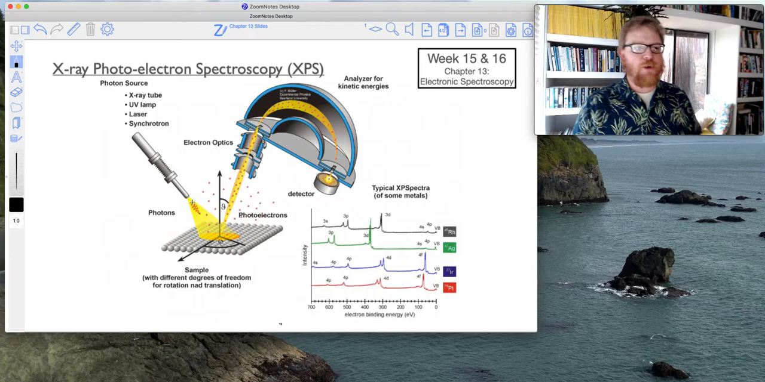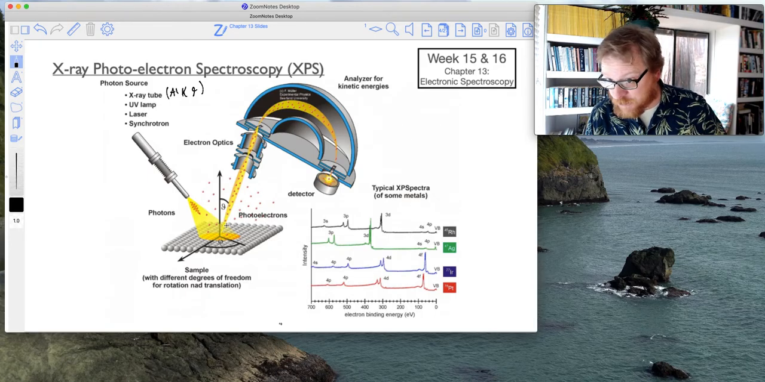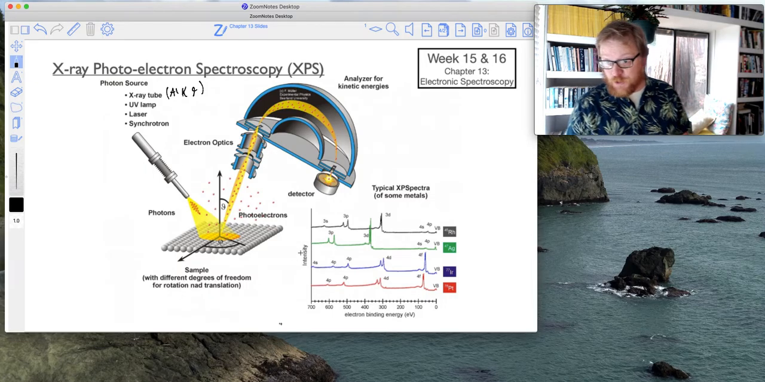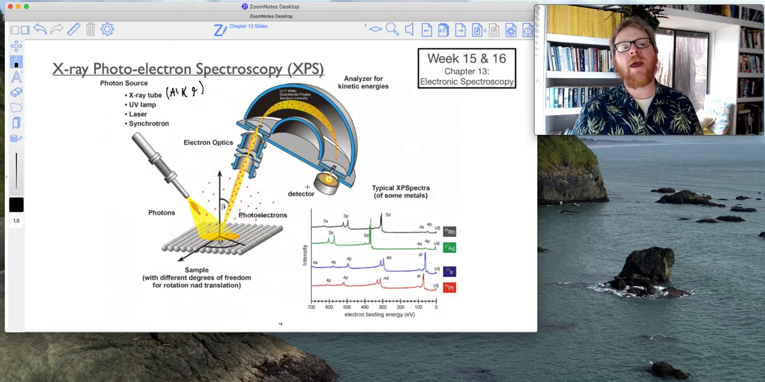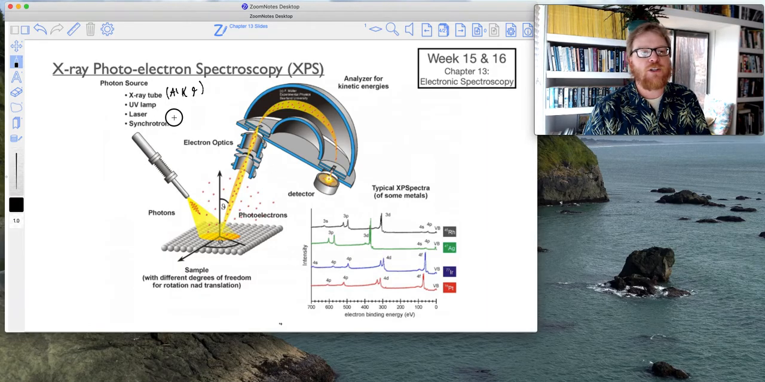Okay, so here you can see this is actually showing you several different photon sources. So the aluminum K alpha is the most common X-ray tube, aluminum K alpha. But if you were doing just regular photoelectron spectroscopy, you could absolutely do a UV lamp. You won't be probing the core electron levels, but you can still do photoelectron spectroscopy on the valence levels with a UV lamp. You could, of course, use a laser, or you could use a synchrotron.